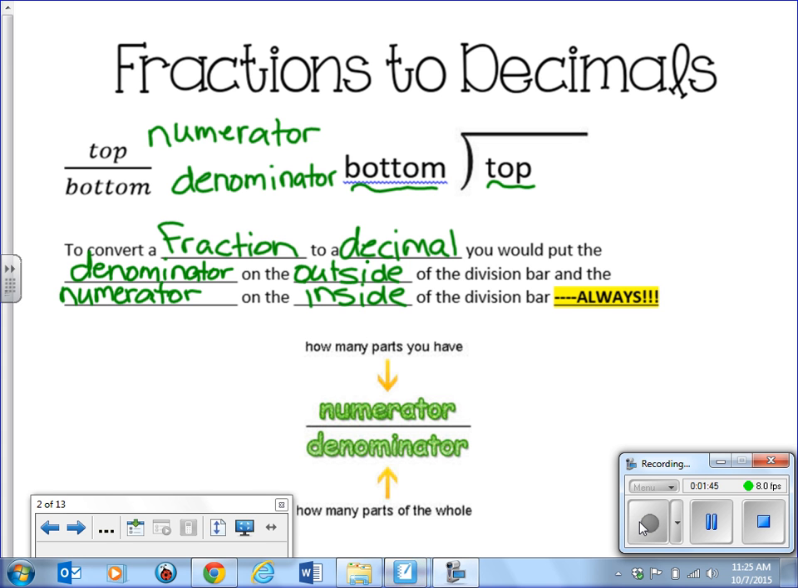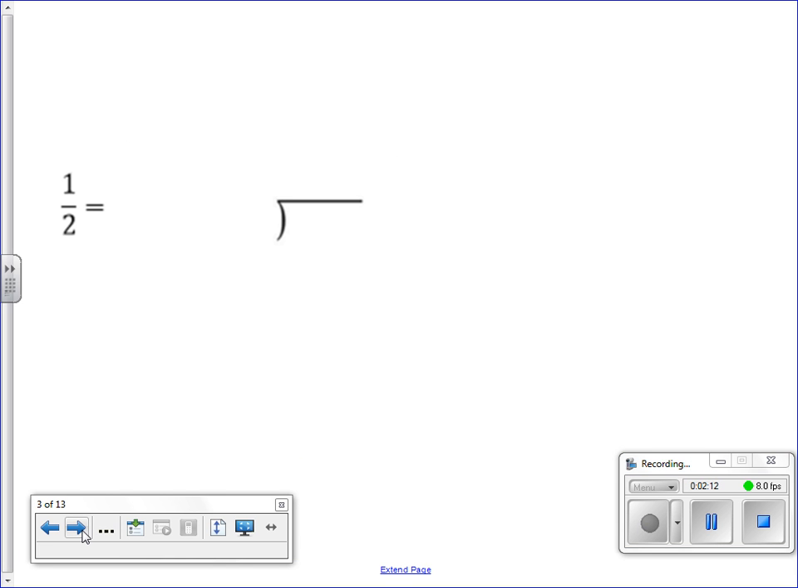of the division. And this is always, whether the numerator is bigger or smaller than the denominator, it always goes this way. The denominator on the outside and the numerator on the inside. Because the numerator is how many parts we have, and the denominator is what makes our whole. And we can relate that to what we just did with ratios, comparing a part to a whole.